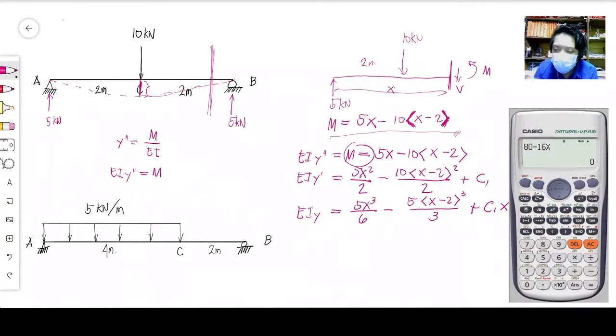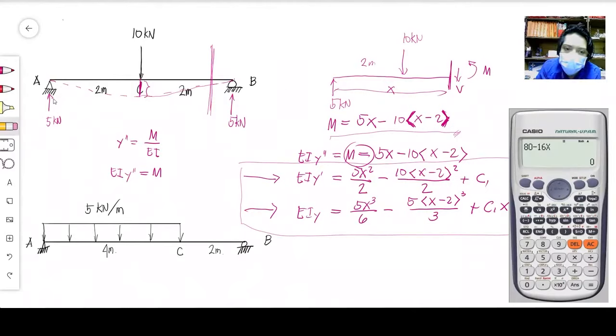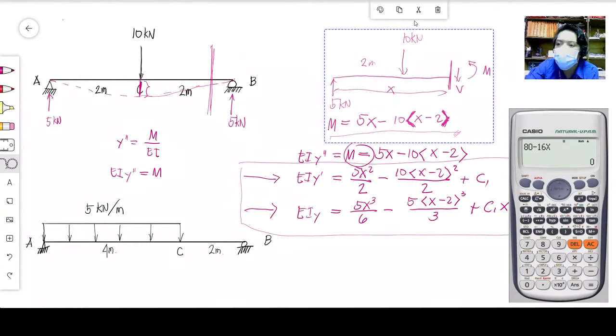So, this one right here is our equation for the deflection. This is your equation for the deflection. This one is your equation for the rotation or the slope. This is what we actually need. Or let us try to solve sample questions. Let me erase this first to have space.